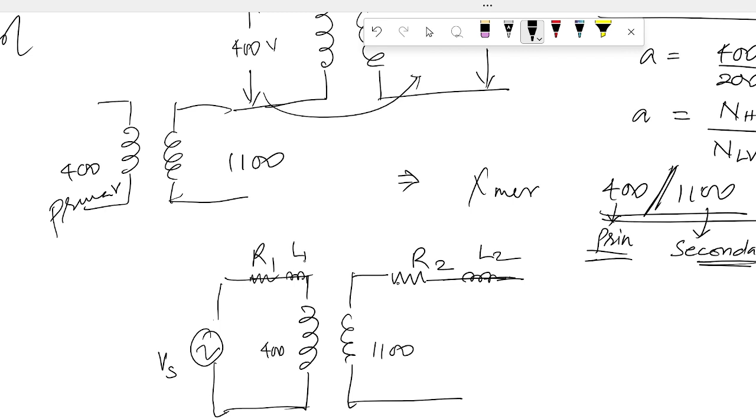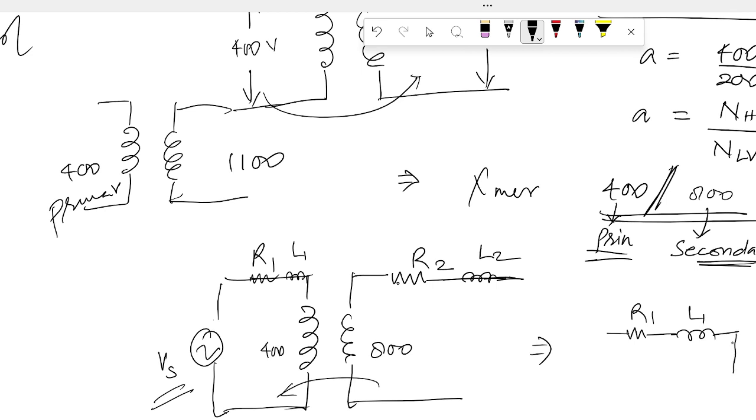and this is l1. So if I ask you to simplify this circuit for calculation of power factor or anything, you will draw the equivalent circuit referred to primary in this case. Since the supply is connected at the primary side, you will draw the referred terms with respect to the low voltage side. For ease of calculation I am choosing this number as 800. You will do simply, this is R1, this is L1, and you will refer the quantities towards the primary side.